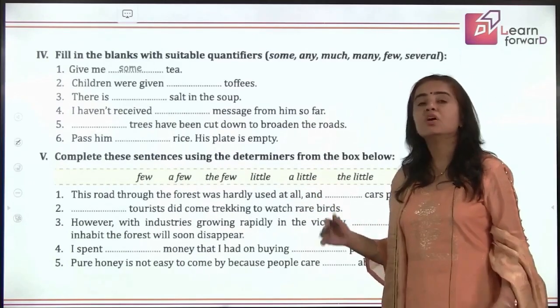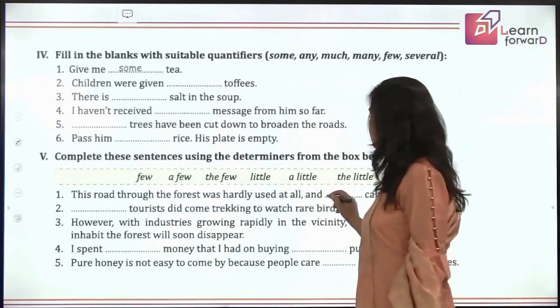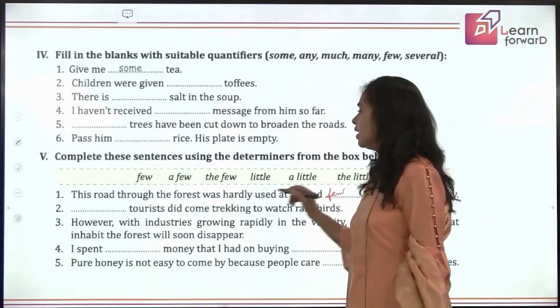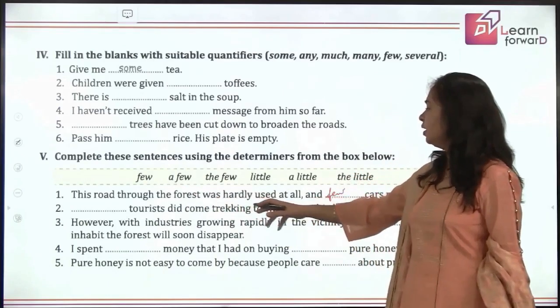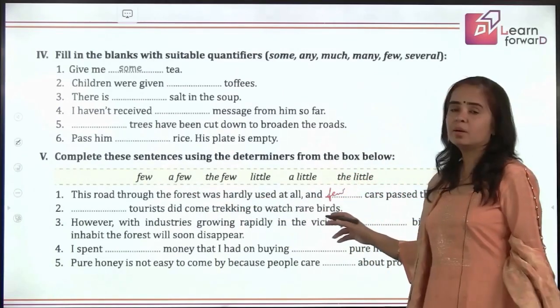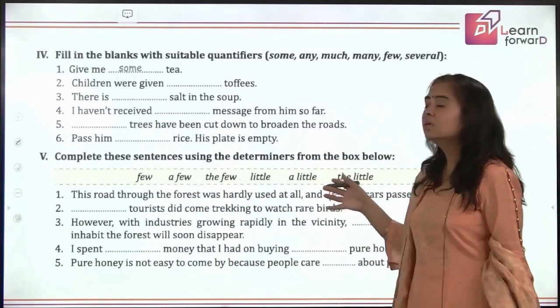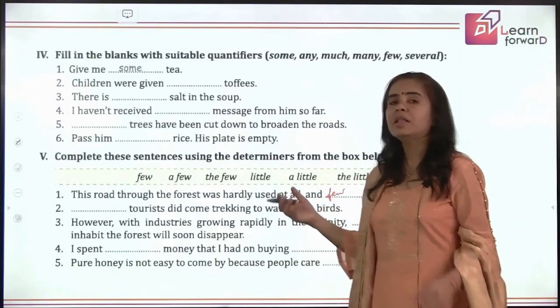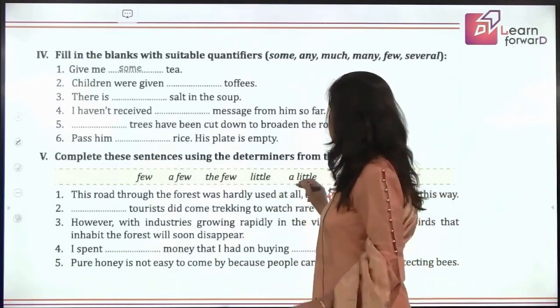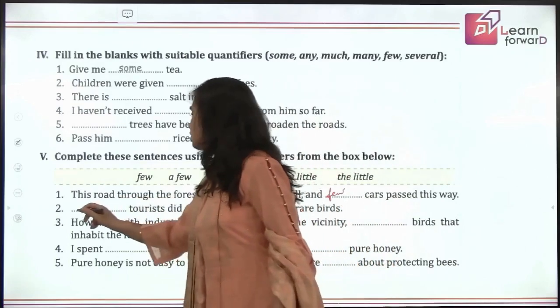That means few, negligible, because it was hardly used, right? Next, dash tourists did come trekking to watch rare birds. So the tourists used to come. That was a good number of tourists. That means a few tourists.